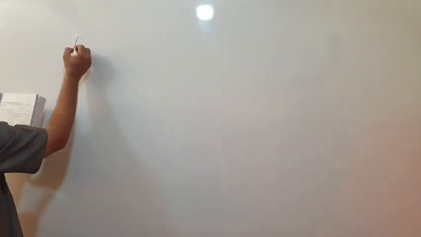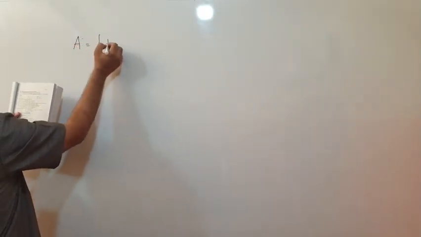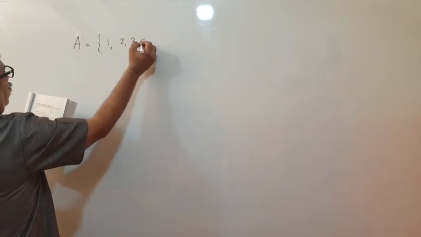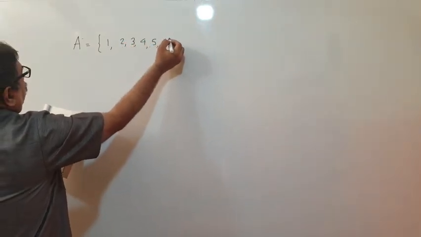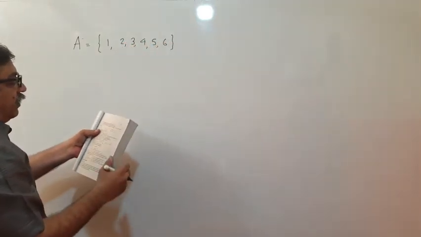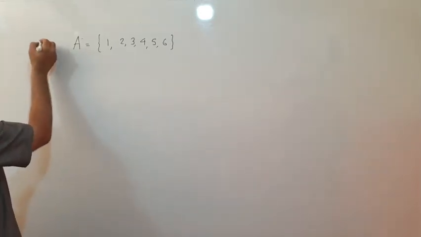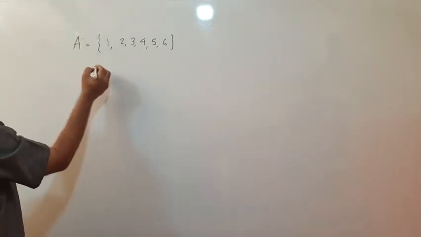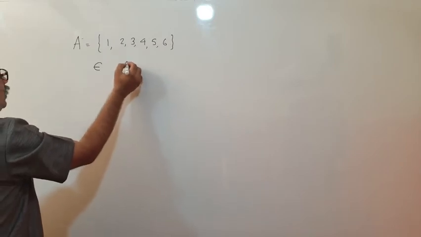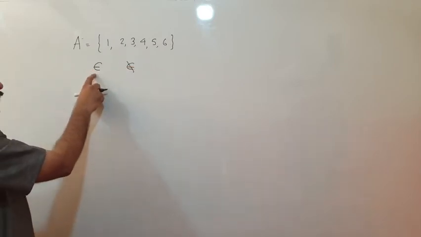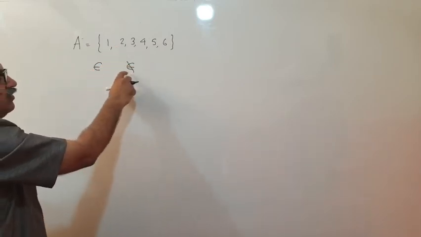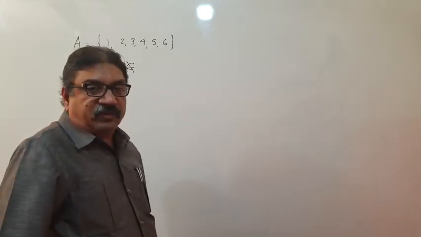So a set A is given to me like this. And it is given to me that 1, 2, 3, 4, 5, 6 are the elements of this set. We have to write a symbol here. We have to use this symbol or this symbol. This symbol means the element belongs to this set, and this symbol means the element does not belong to the set.